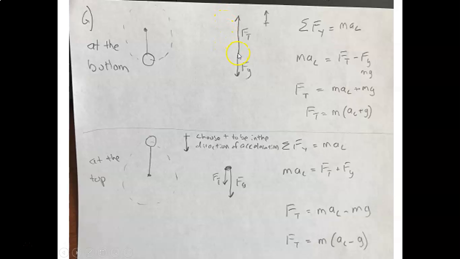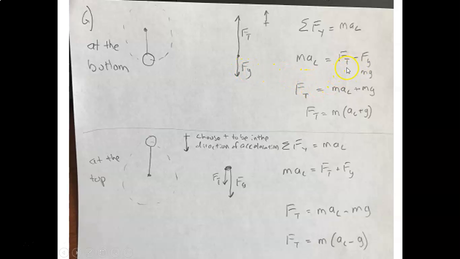Okay, so in order for this to be traveling around in uniform circular motion, there has got to be a net force in the upwards direction, and that's going to be the difference between tension and gravity. So we're going to say that the sum of the forces in the y direction equals mass times centripetal acceleration. There's no forces in the x direction, and in the y direction, F net equals F sub c. So mass times centripetal acceleration equals Ft minus Fg. Okay, so Ft up minus Fg down.